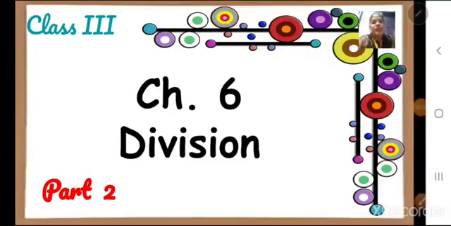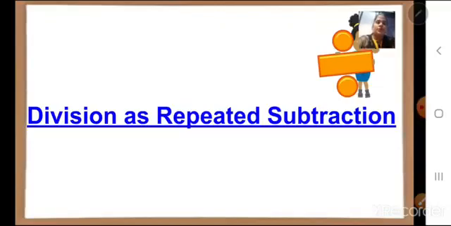Today we are going to continue with our chapter number 6, division. Children, today we are going to learn division as repeated subtraction. Now, division and subtraction are related to each other. How they are related, that we are going to understand.